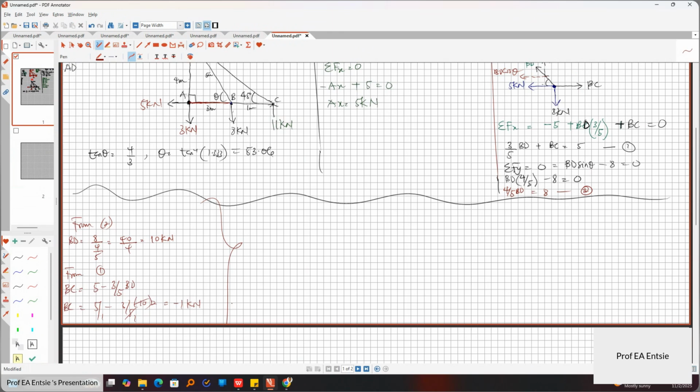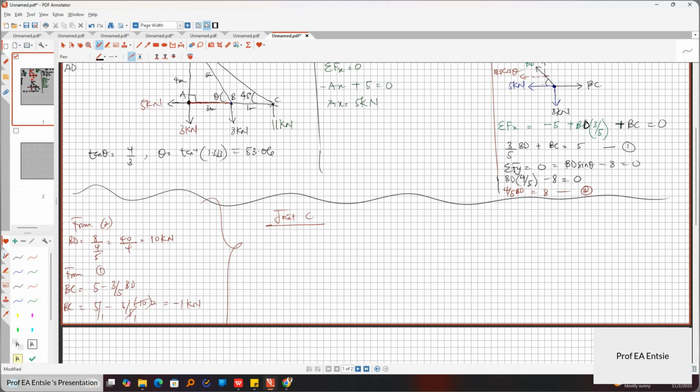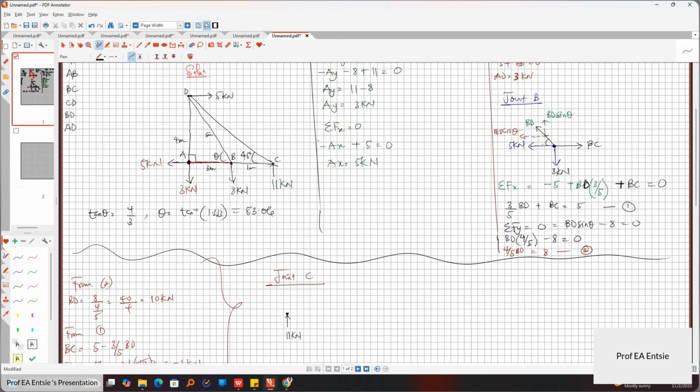Let's move on to joint what? What joint are we at? Joint C. So from joint C, I'll change it to black again. Joint C, here it is. At joint C, I have a reaction force there already, which is CY, 11 kilonewtons. Then let's see the new members coming. The new member I will write first is the CD. CD member, this one. I see the CD coming here. CD. I'm not putting any arrow on it yet.